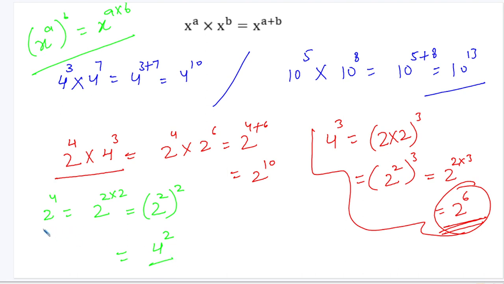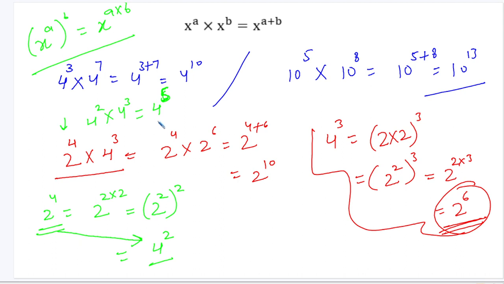So 2 की पावर 4 is same as 4 की पावर 2. एक ही बात है, आप दोनों तरह से लिख सकते हैं. Now I can change this to 4 square and ये already 4 की पावर में है. Now the answer comes out to be 4 to the power of 6. Sorry, 4 to the power of 5, not 6. 3 plus 2 is 5. Okay, so it's one is the same thing.